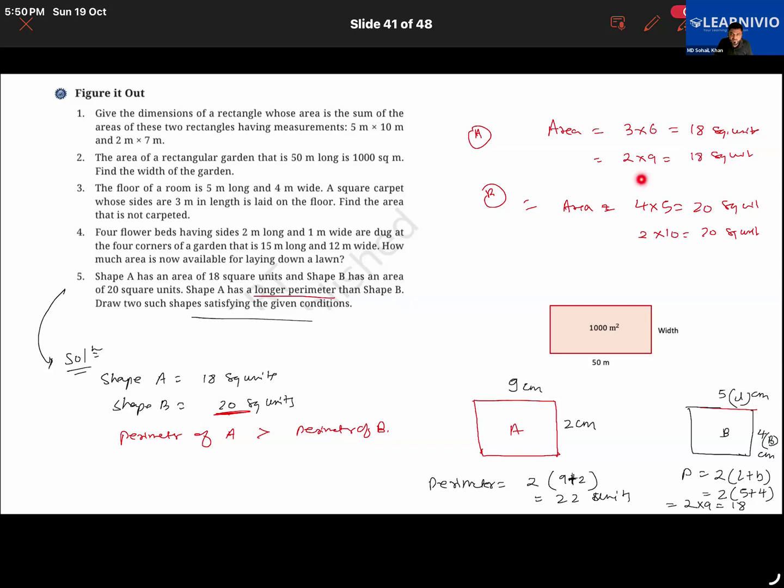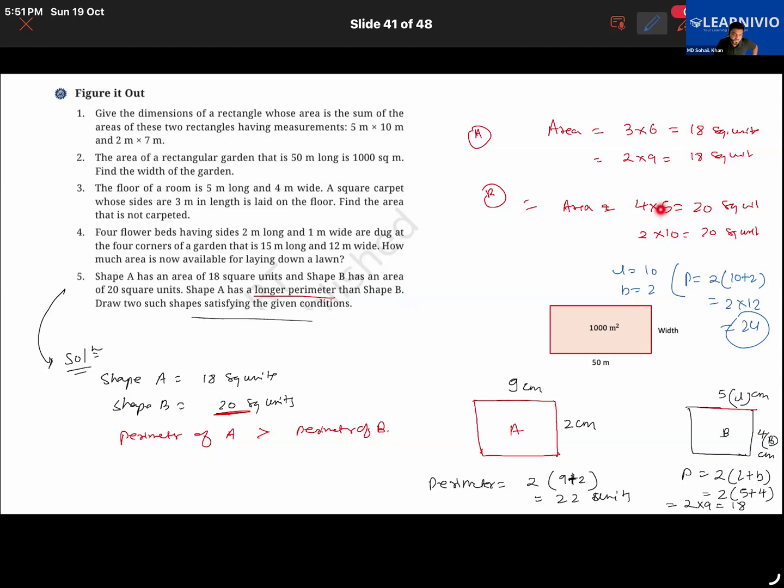But suppose, Sai, if you were to take this dimension for shape number B, if you have taken length and breadth as 10 by 2, right? So the perimeter would have been 2 into 10 plus 2. That would have been 2 into 12, and that is 24. So now you're seeing that the perimeter of figure B is 24, which is greater than the perimeter of figure A. So we cannot take that. That's why earlier I told you that there are two or three different possibilities of what the length and breadth could be. So we have taken the one which was smaller in value, like 5 and 4. These were the smaller numbers.